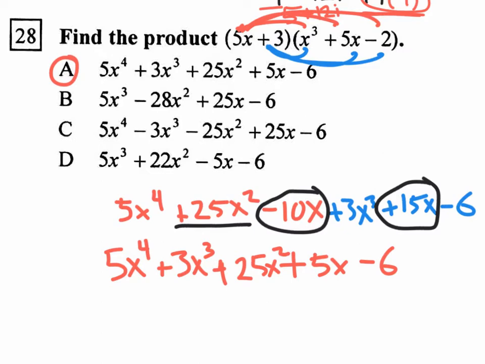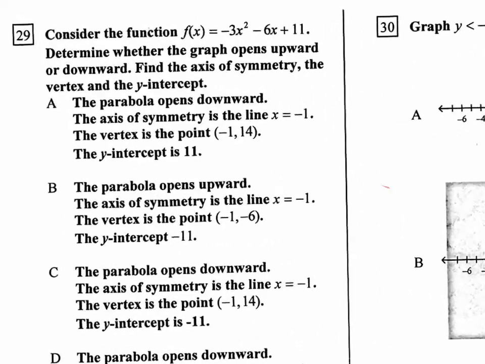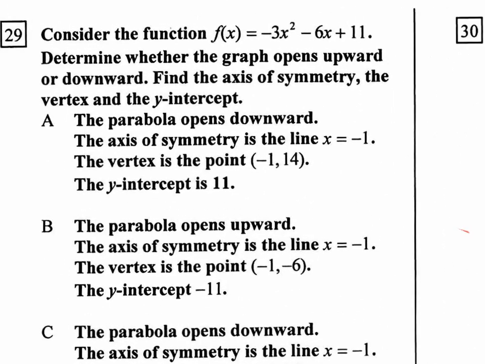So let's move on to the last page, numbers 29 and 30. Focusing in on number 29. Whoa, why did I do that? Focusing on number 29. Consider the quadratic function, negative 3x squared minus 6x plus 11. It says determine whether it opens up or down. What do you say? Does this parabola open up or down?